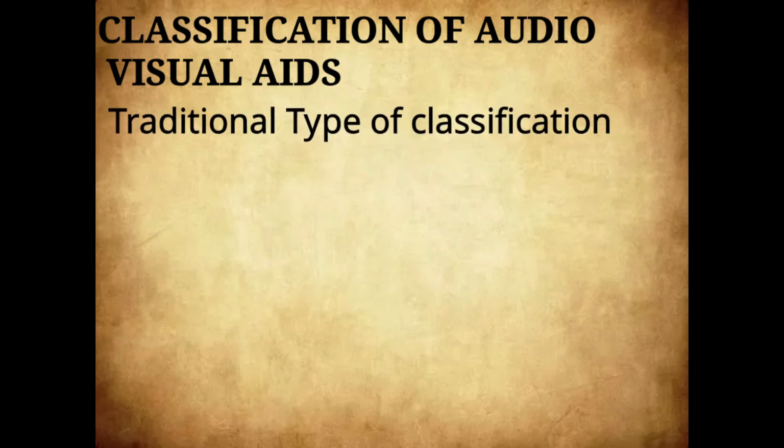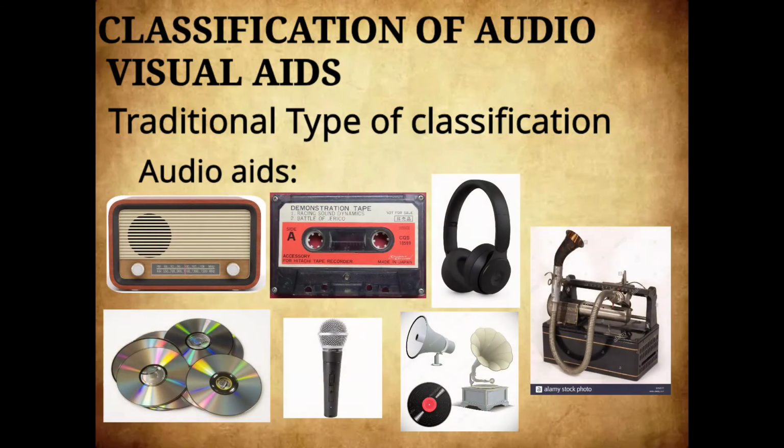So there are 6 different classifications of audiovisual aids. First, the traditional type of classification, which consists of audio aids. Examples of audio aids are radio, tape recorder, mic, CDs, microphone, dictaphone, headphone, gramophone, and megaphone.